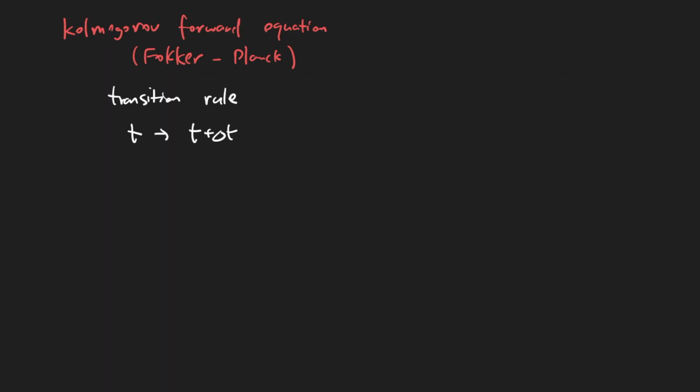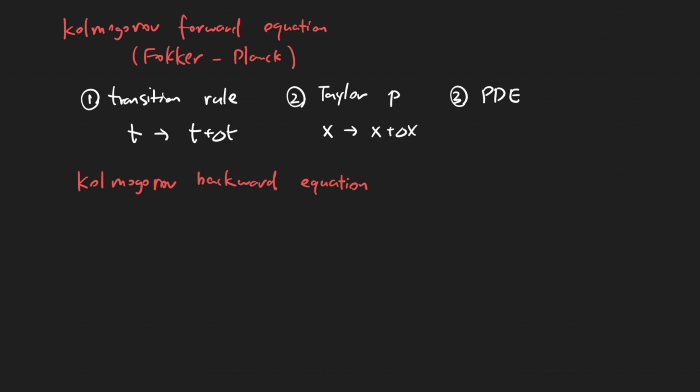And then we apply the Taylor expansion to basically approximate the transition probability, the probability function, based on the change of the position. And then we use some algebra to reduce that to the moment. And from that, we can derive the PDE. So that is the strategy here. The same strategy can be applied to derive the backward equation as well. But we need a new transition rule. This rule is known as the iterative expectation.